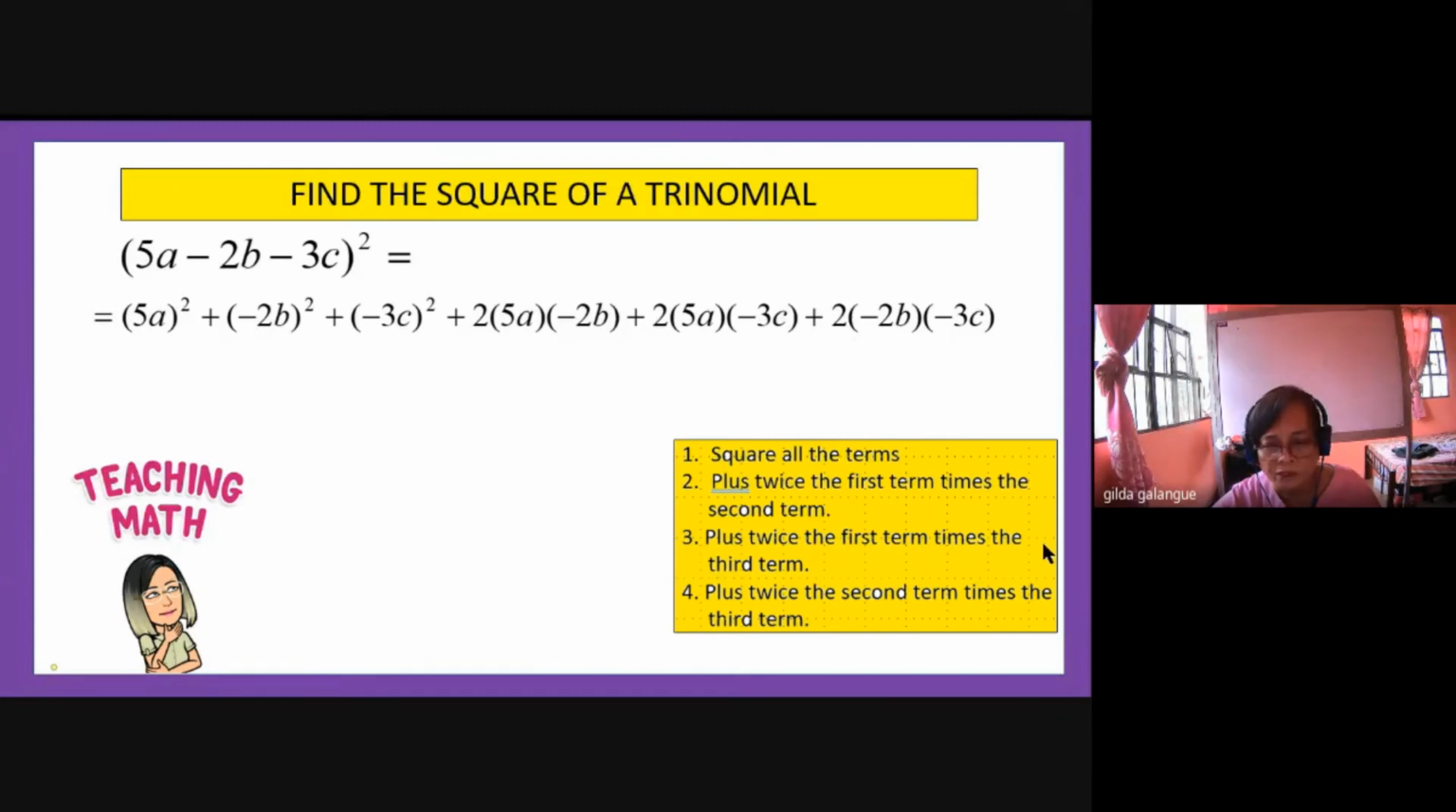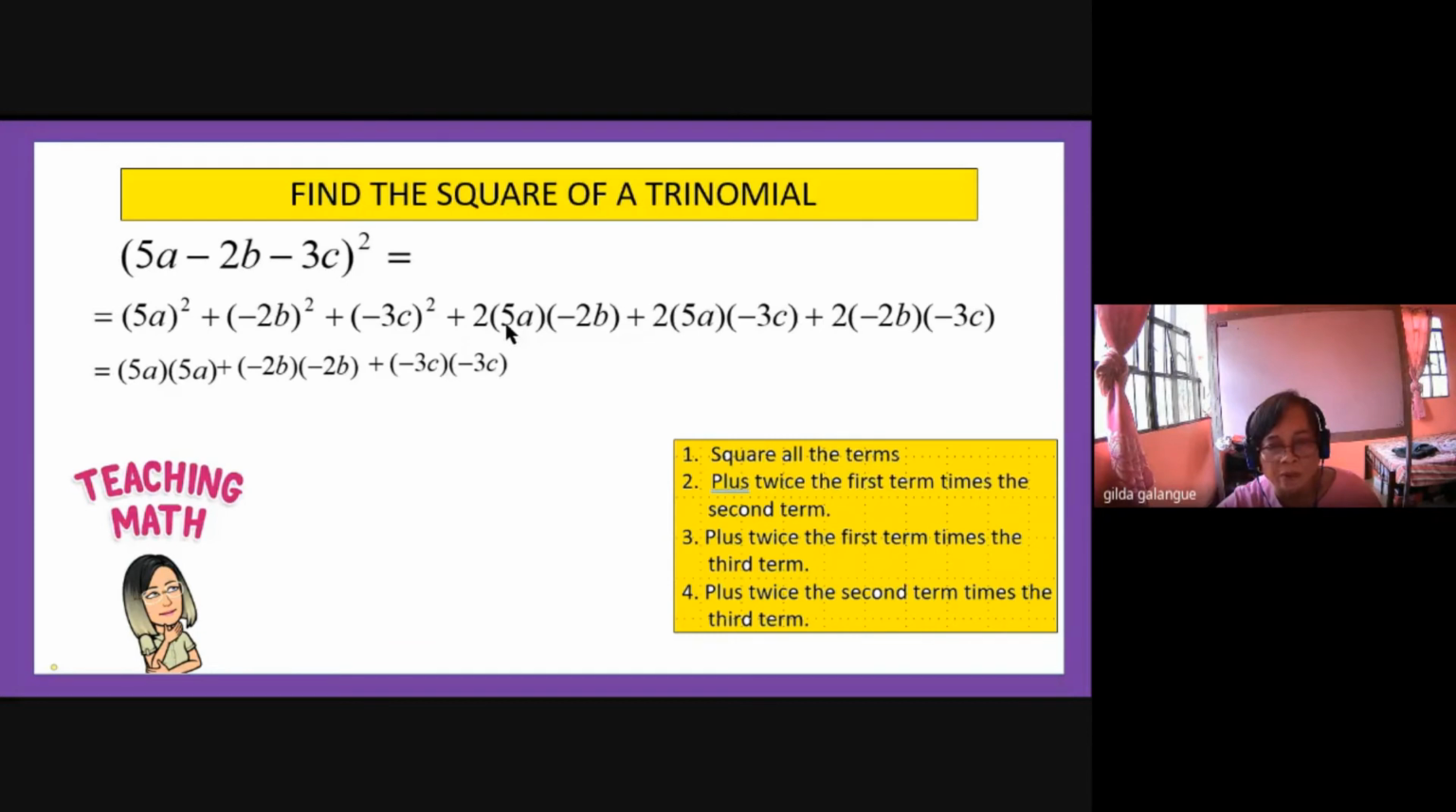Plus twice the first term times the third term. Our first term is 5a. Our third term is negative 3c. So 2 times 5a times negative 3c. Plus twice the second term times the third term. So 2 times negative 2b times negative 3c. So 5a squared means 5a times 5a. Negative 2b squared means negative 2b times negative 2b. Negative 3c squared means negative 3c times negative 3c.